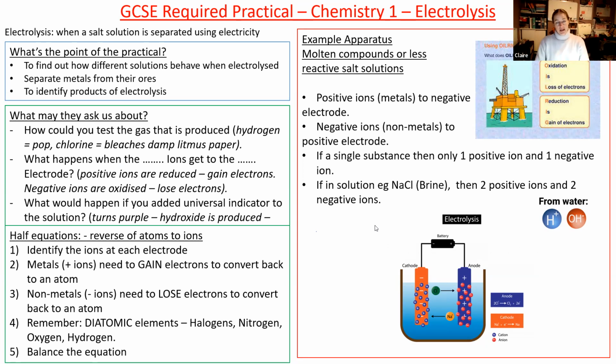But the main bit is there are 3 parts to electrolysis that they will test you on. The first bit is your basic electrolysis. They'll give you an example of a single substance. It might be lead bromide, for example. So it's not a solution. It is just the pure lead bromide.